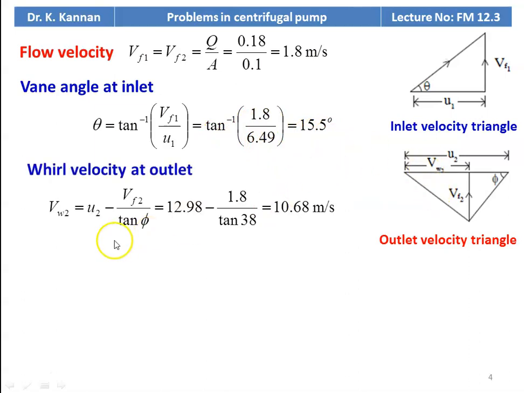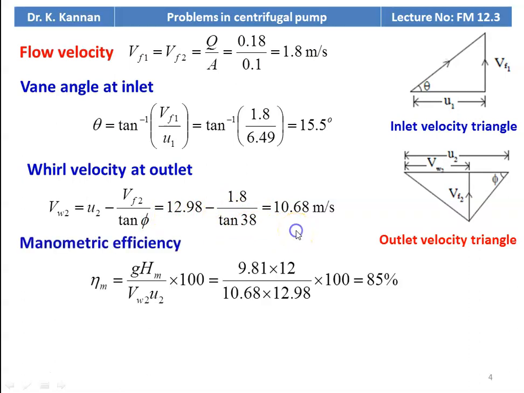And referring to the outlet velocity triangle, Vw2 equal to U2 minus this length, because this length is Vf2 divided by tan phi. So U2 minus Vf2 by tan phi equal to 12.98 minus 1.8 divided by tan 38 equal to 10.68 meters per second. And manometric efficiency we calculate from the definition: manometric efficiency equal to g Hm divided by Vw2 U2 into 100. So g is the acceleration due to gravity 9.81, Hm is the manometric head 12, divided by Vw2 equal to 10.68 into 12.98 into 100 equal to 85%.